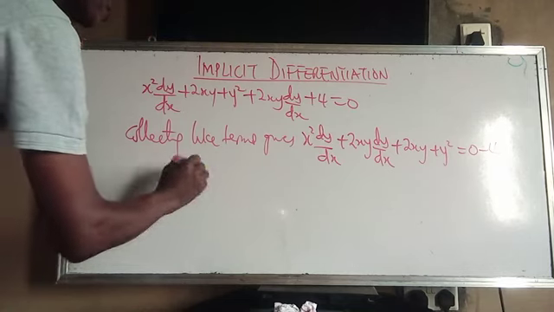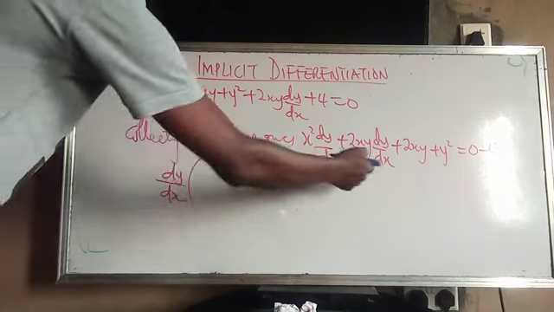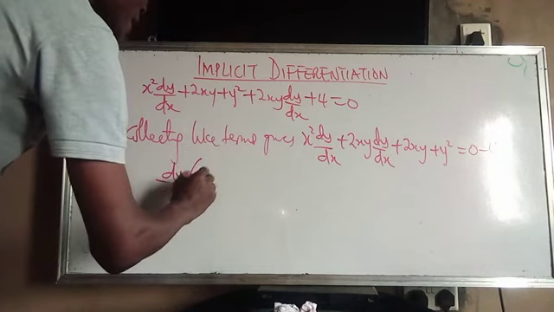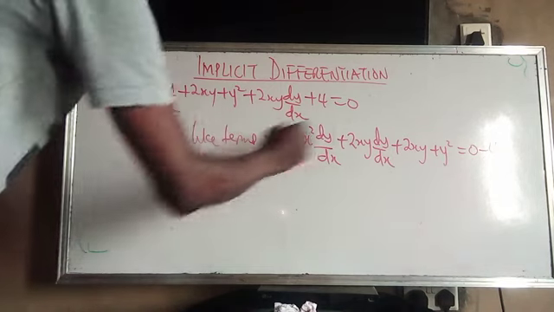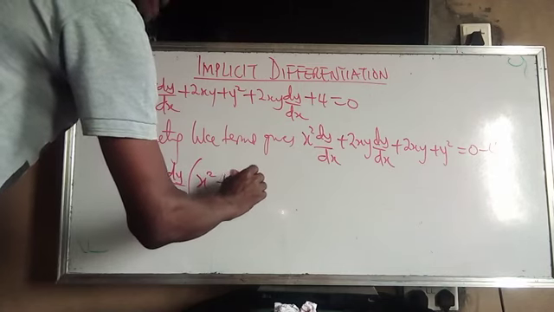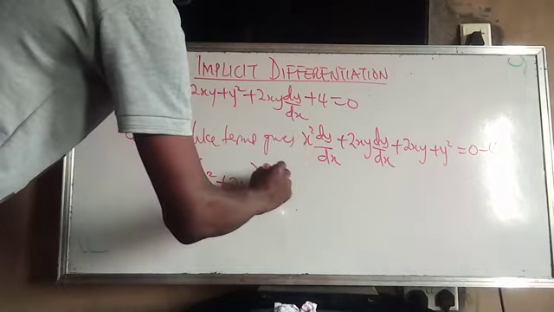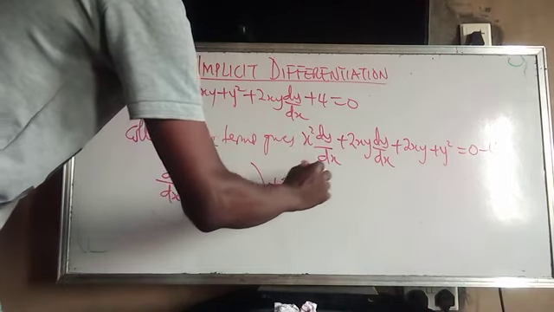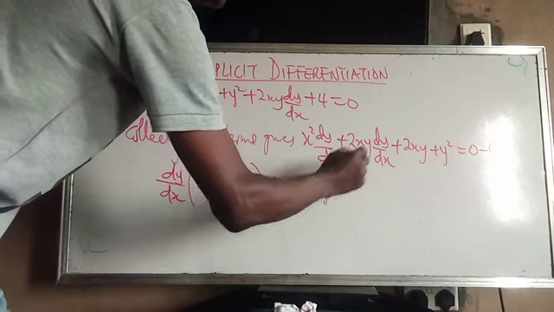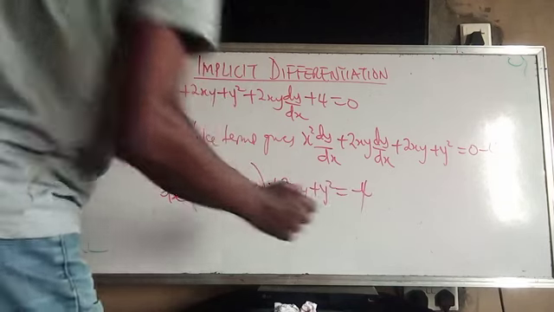Yes, the dy/dx, we factor it out, it's common. So we'll be having x squared left here, plus 2xy, no more dy/dx, fine. Then plus 2xy plus y squared equals to minus 4. Okay?